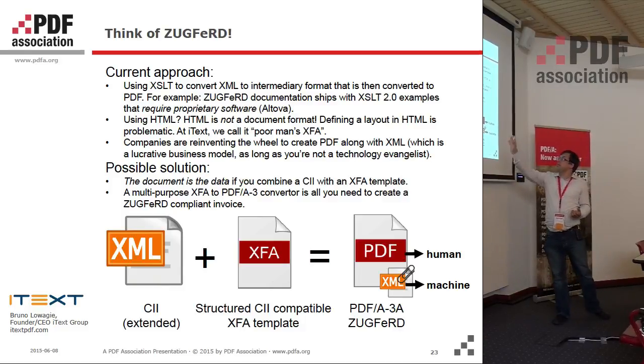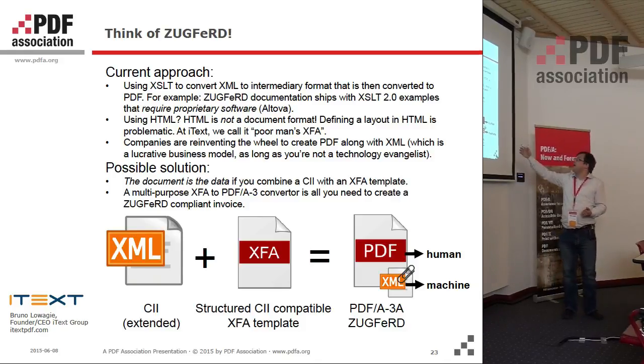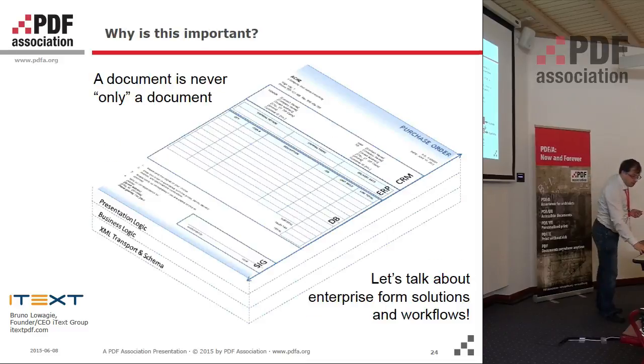You inject the XML into the XFA, you flatten the XFA, and you add the XML, the original XML, as an attachment, and you have a PDF, a PDF/A-3 that is suitable for human consumption, and an XML that is suitable for machine consumption.